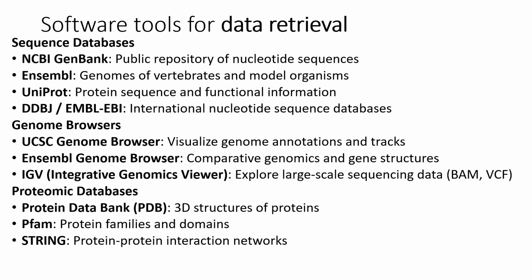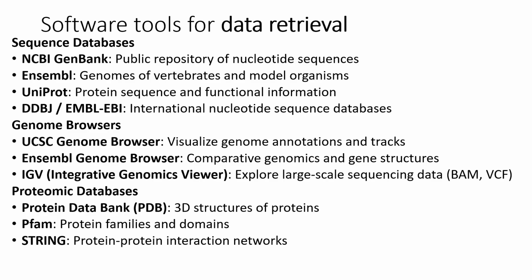Software tools which are used for data retrieval include three major categories: sequence databases, genome browsers, and proteomic databases. Sequence databases include only those databases which directly relate to sequences, either protein sequences or nucleotide sequences. Like NCBI GenBank is only for nucleotide sequences. Ensembl is for vertebrate and model organism genomes, so nucleotide sequences. UniProt deals in protein sequences and functional information, and DDBJ, the DNA Data Bank of Japan, and EMBL-EBI are international nucleotide sequence databases.